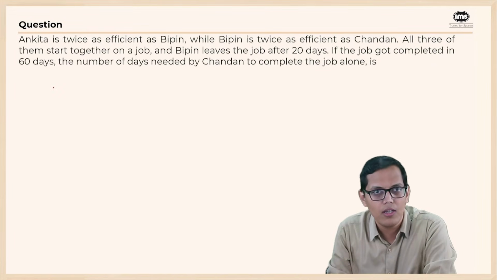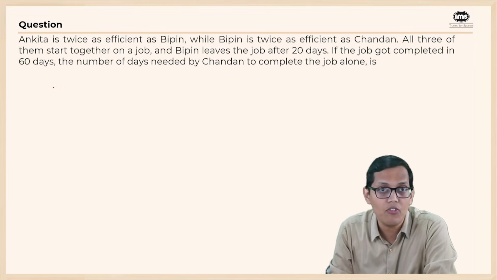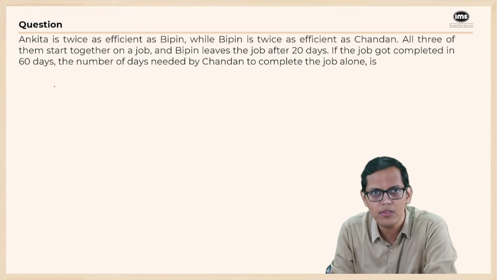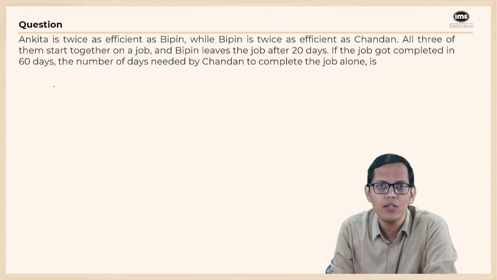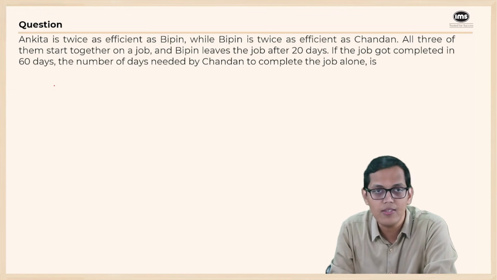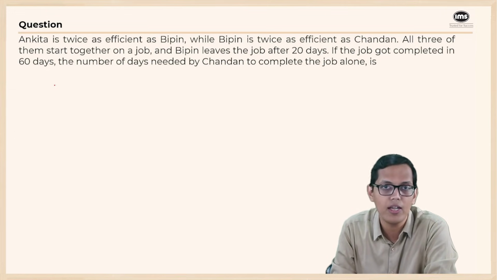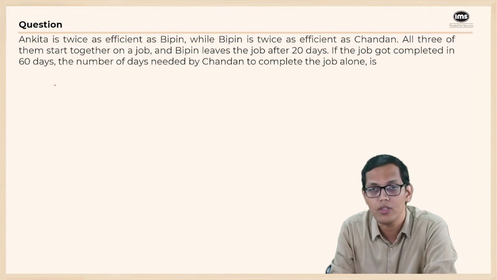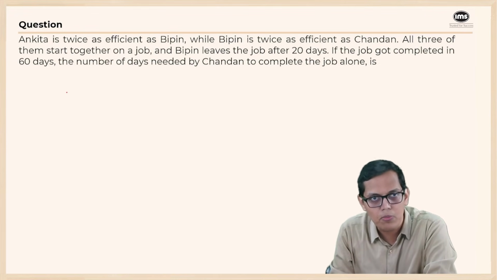The question is, Ankita is twice as efficient as Bipin, while Bipin is twice as efficient as Chandan. All three of them start together. Bipin leaves the job after 20 days. If the job got completed in 60 days, the number of days needed by Chandan to complete the job alone is. Let's start with the first statement.